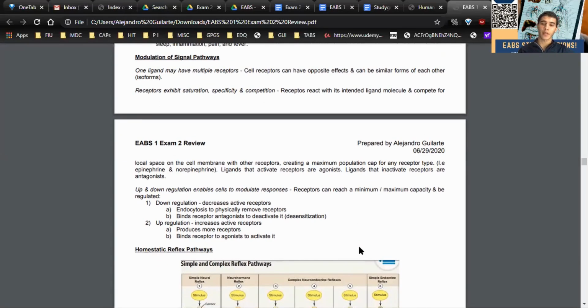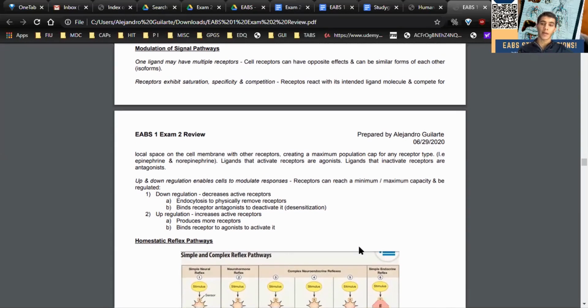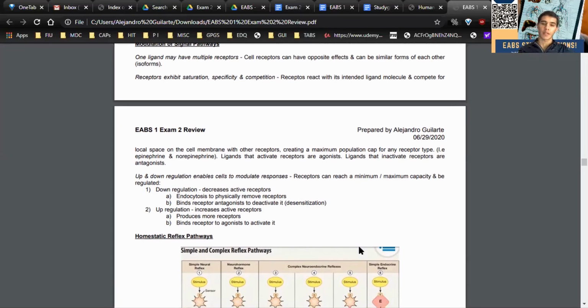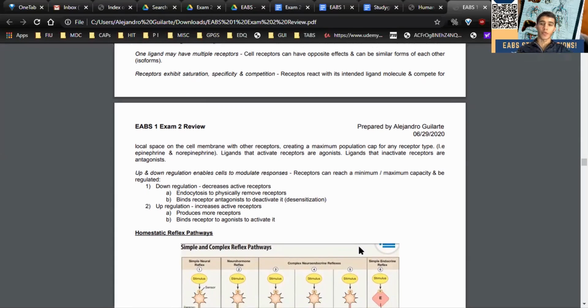If you want downregulation, then you want to decrease the active receptors. You can do this by endocytosis to physically remove them, or by deactivating them. You would bind a chemical messenger to this receptor and then deactivate it, which is called an antagonist or desensitization. On the other hand, if you want to increase active receptors, then you produce more receptors.